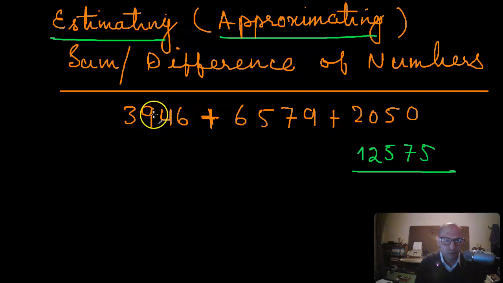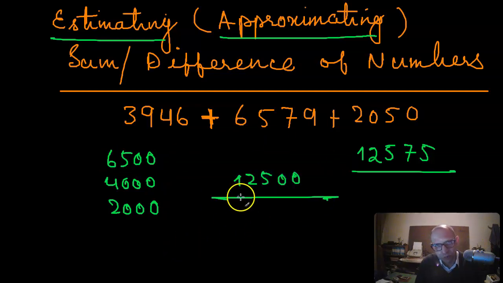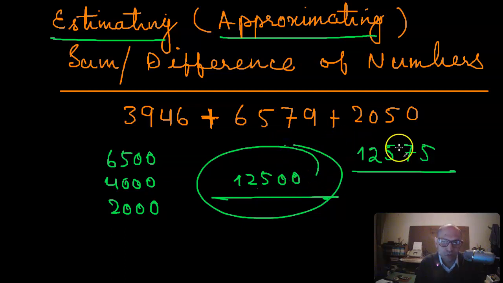Meaning that you have, for example, 3,946, which is around 4,000. This is 6,500, so I'm going to take it as 6,500, and this is 2,050, so I'm going to take it as 2,000. And so 2 plus 4 is equal to 6, 6 plus 6 is equal to 12, so that's around 12,500, right? So quickly I can simply approximate. This is 12,500, and the actual answer is 12,575. If in some situation this approximation is good enough, then of course I don't have to do the actual accurate calculation.